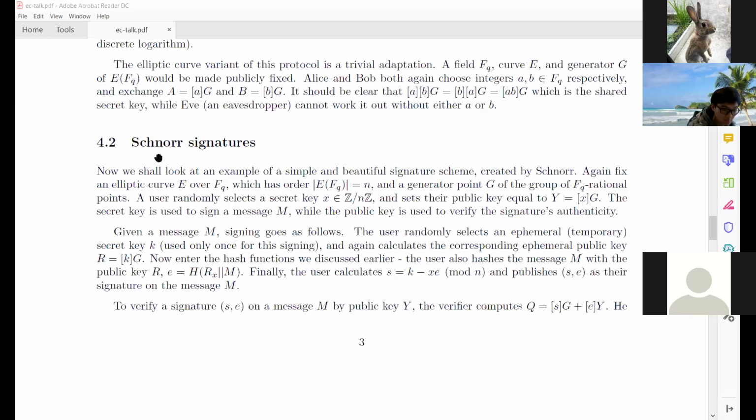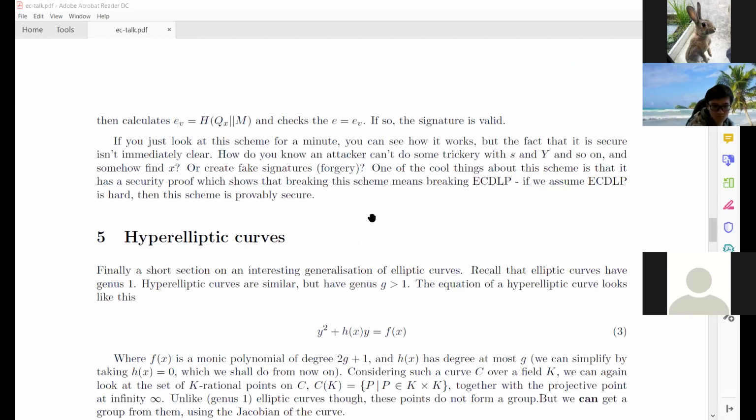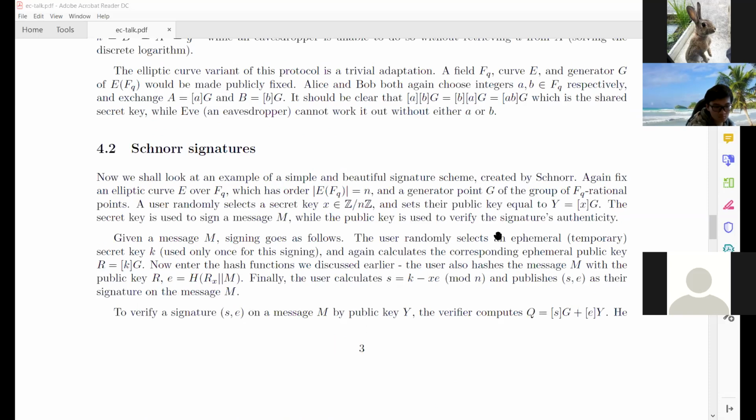So yeah, this one's called the Schnorr signature because it was created by Schnorr, and it's really elegant and it works in any group. It doesn't have to be an elliptic curve, but again, for the same reason as earlier, elliptic curves turn out to be nice and efficient. So that's why this is used with elliptic curves in cryptography. So I'll quickly go through how this works as well.